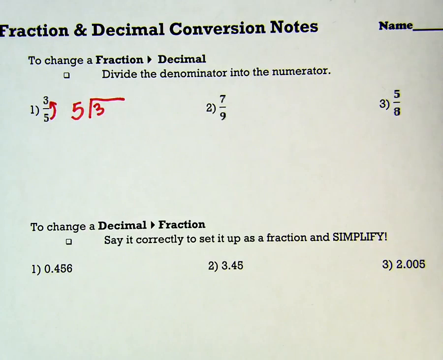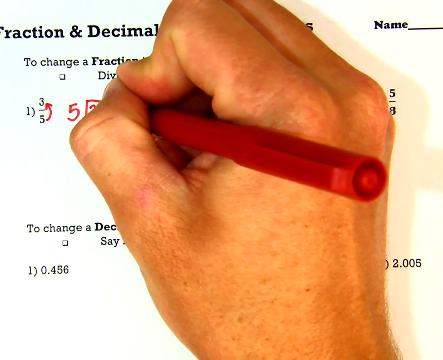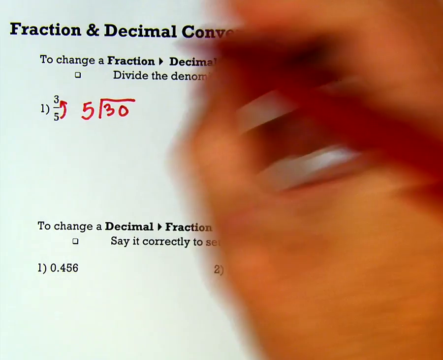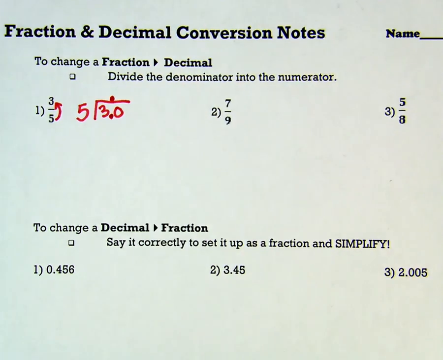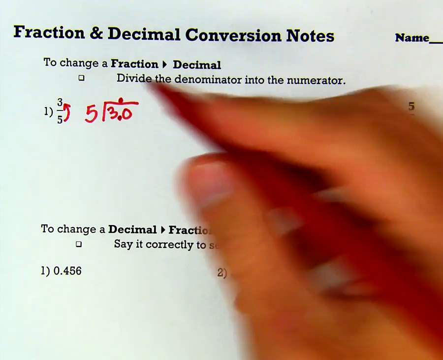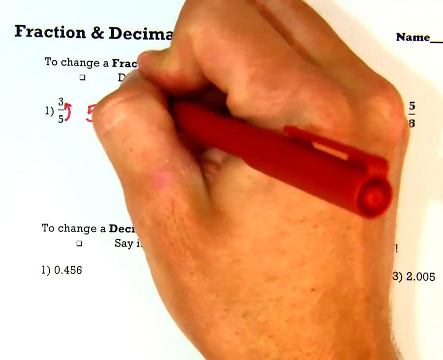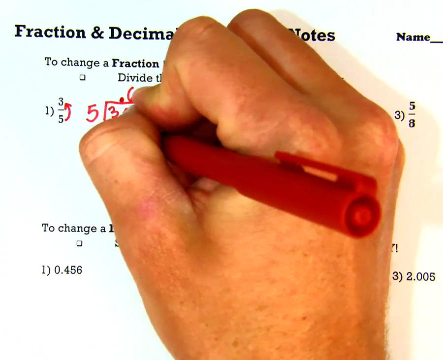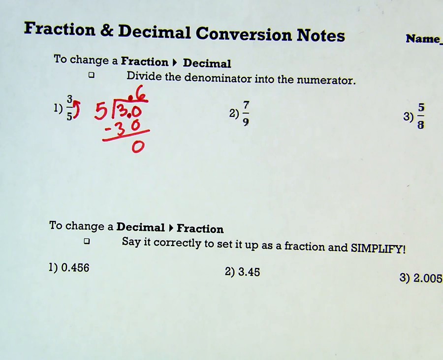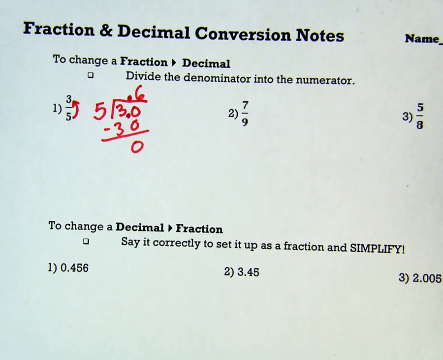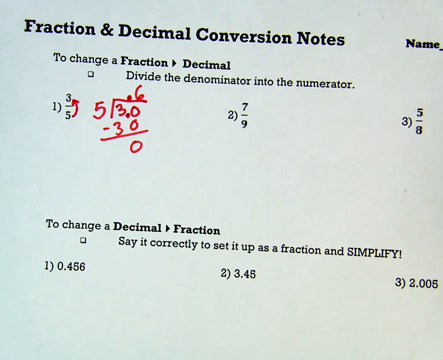Now 5 does not go into 3, so obviously we're going to have to add a 0 here. And 3 does not turn to 30, it stays as 3, so we need to make sure we include our decimal. I'm going to put my decimal up top there as well. So 5 goes into 30 6 times. 6 times 5 is 30. 0. So my answer is 0.6 will be my decimal. Okay. So go ahead and try number 2.